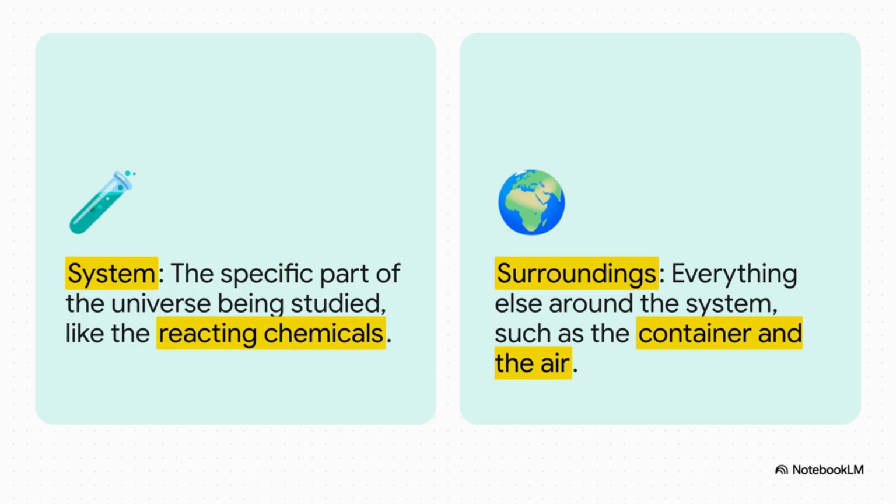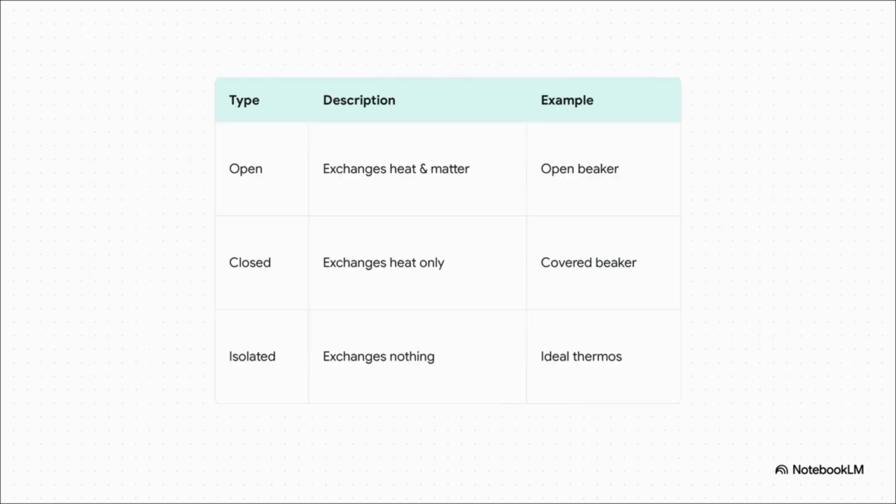That heat you feel from a campfire, that's just energy moving from the system, the burning wood, to the surroundings, which of course includes your hand. Now, we can actually control how the system and surroundings interact. An open system, like coffee in a mug, can exchange both heat and matter. Steam escapes and the coffee cools down. A closed system, say you put a tight lid on that mug, only exchanges heat. The water vapor is trapped, but it'll still get cold.